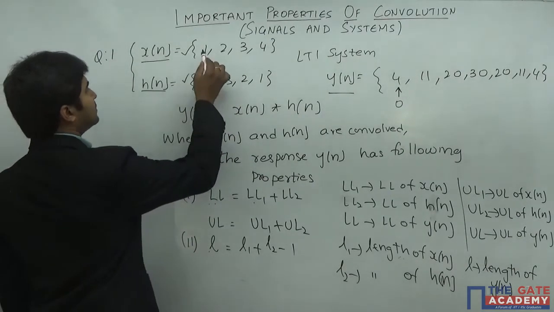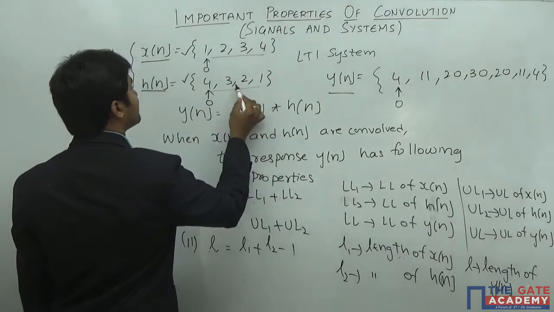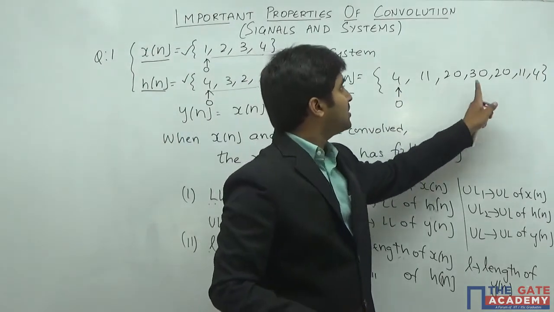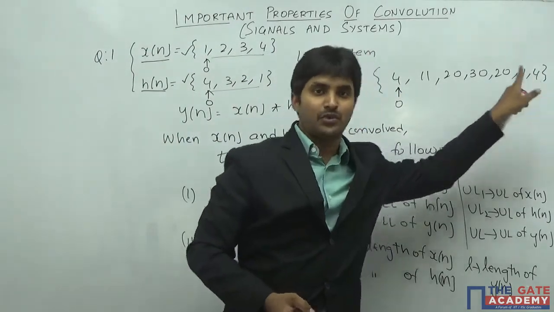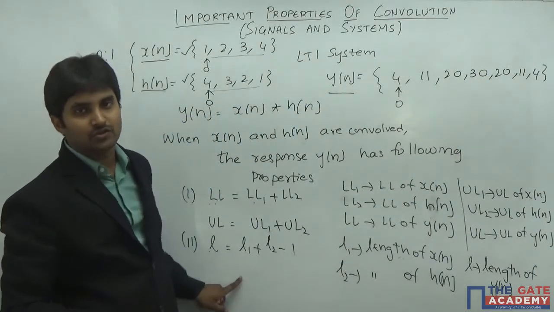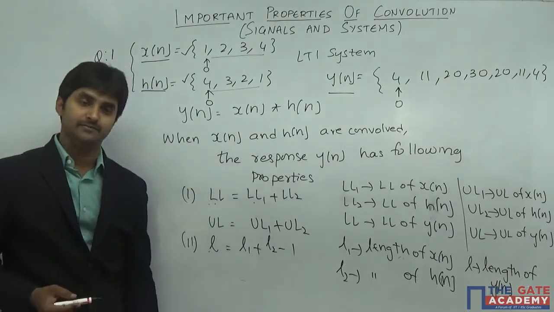So what is the length here? 4 samples. So L1 is equal to 4. Here also the length is 4 samples. L2 is equal to 4. So L is going to be equal to 7: 1, 2, 3, 4, 5, 6, 7, which is nothing but 4 plus 4 minus 1. This will also be satisfied.